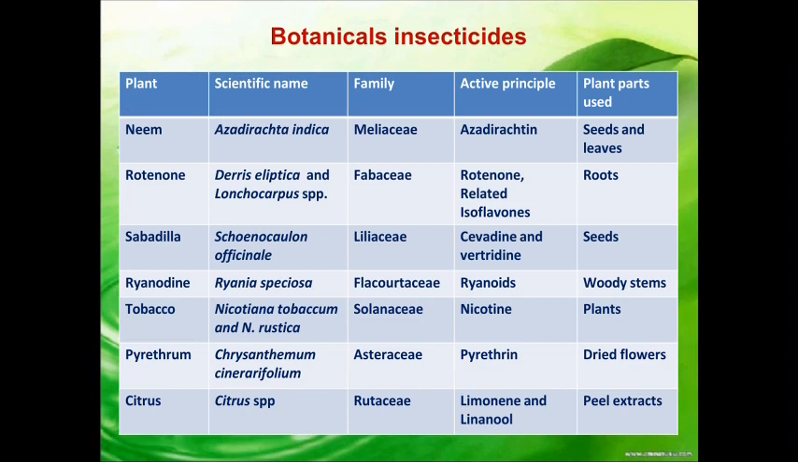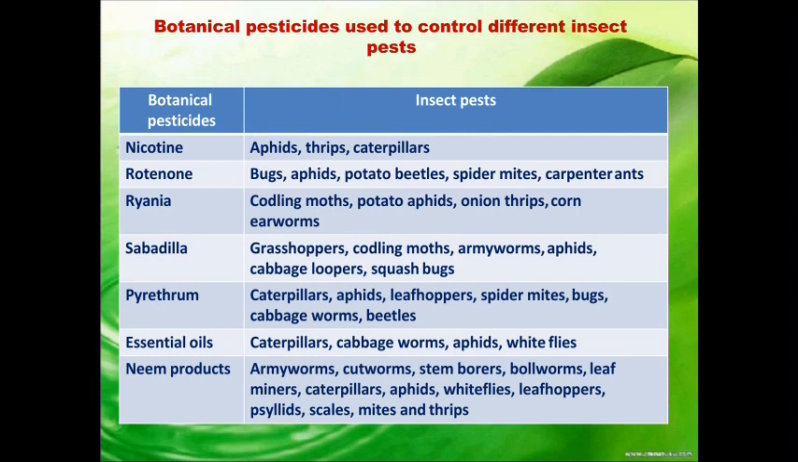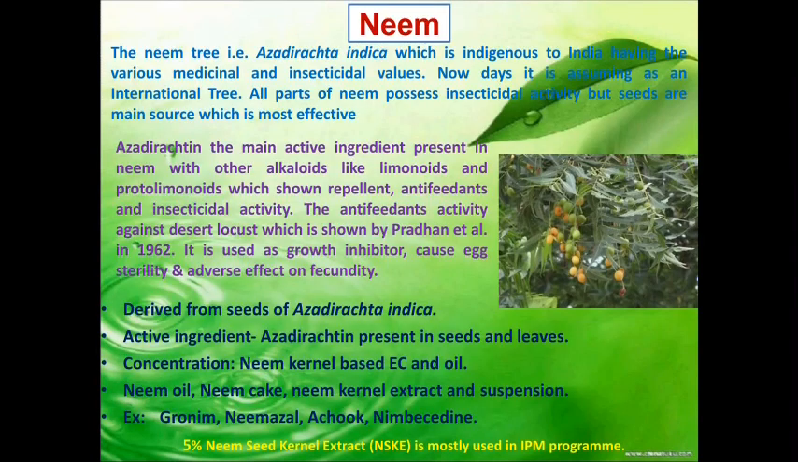Here are the different botanical insecticides we can derive from different plants: neem, rotenone, sabadilla, ryania, then tobacco, pyrethrum and citrus. These botanical pesticides are used to control different insect pest populations. Nicotine is specially used against sucking pests and caterpillars. Rotenone is used against sucking pests and beetles. Ryania is specially used against caterpillars. Sabadilla, pyrethrum, essential oils and neem products are also effective against different insect pests.